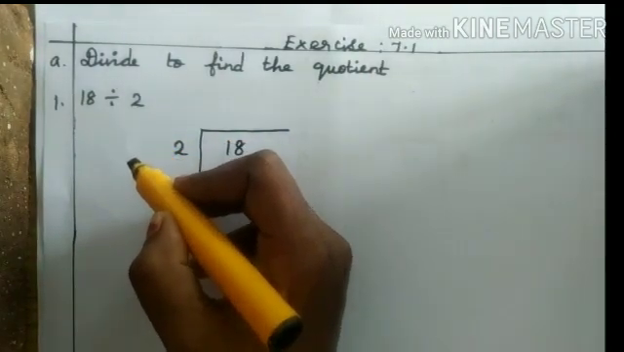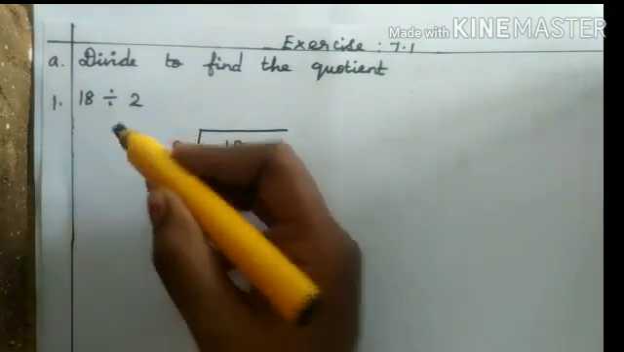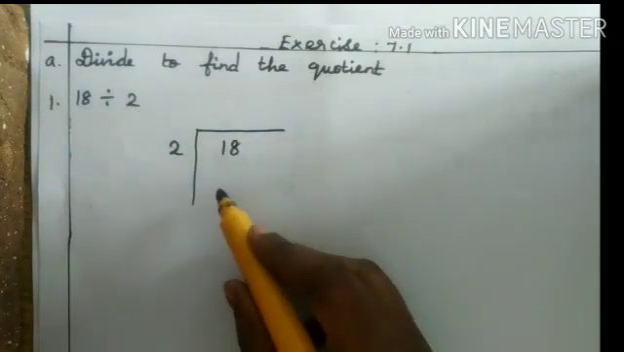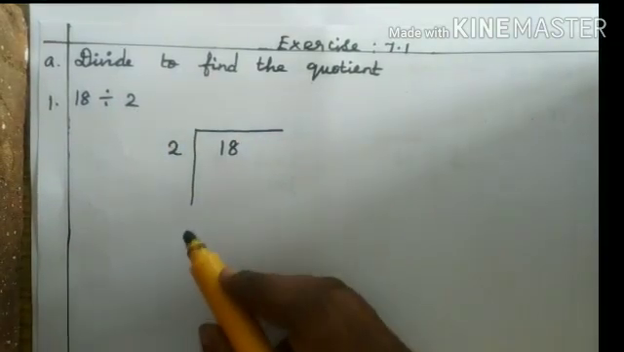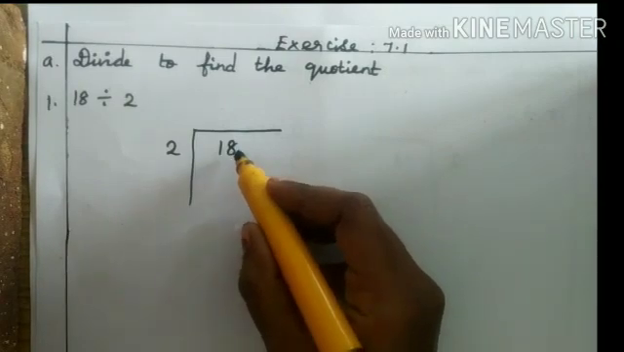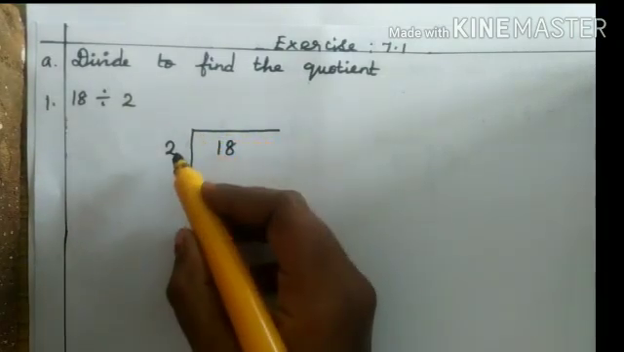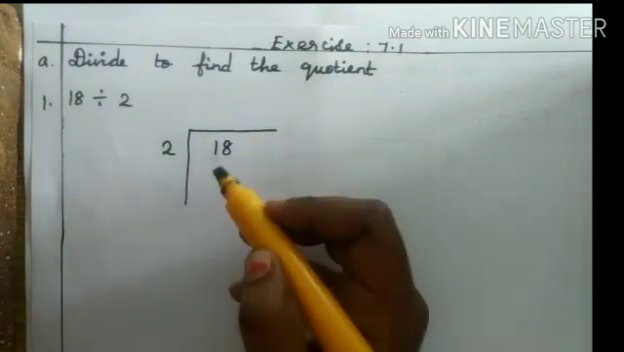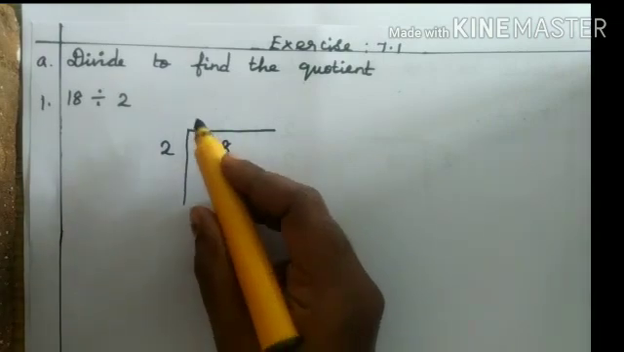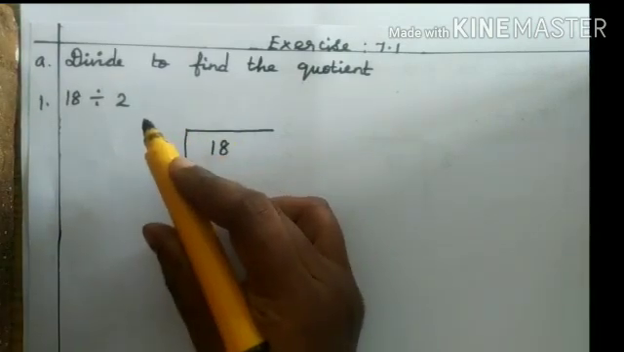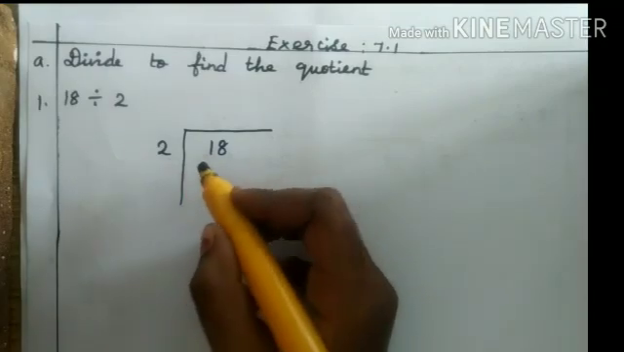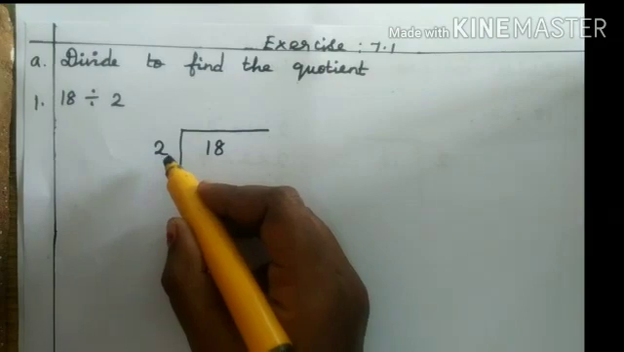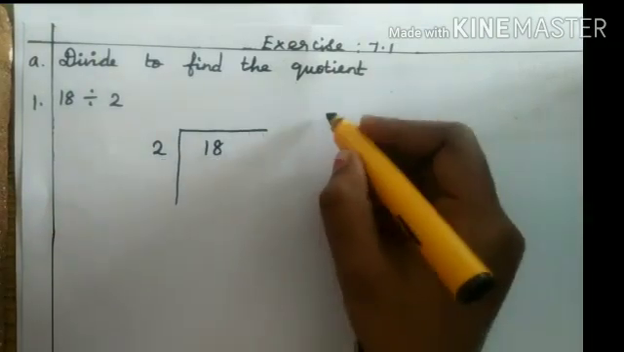You should arrange the dividend and divisor in this form. In long division, you should arrange the dividend inside and the divisor will come outside. The quotient will come on the top. So 18 should come inside and the divisor 2 will come outside. Now children, to find the quotient, say the table of 2 until you get 18.